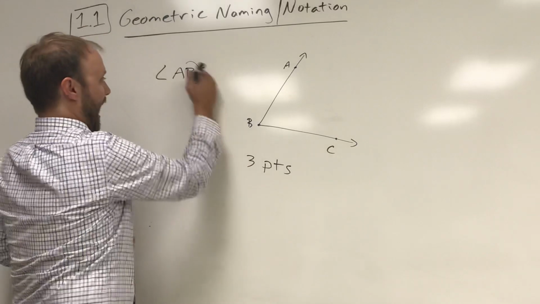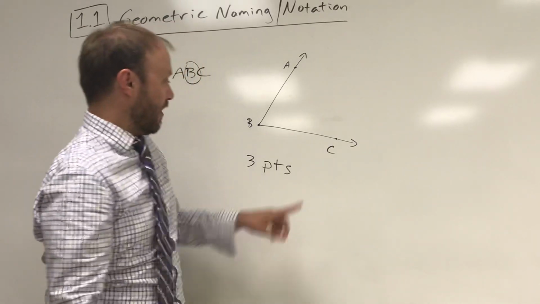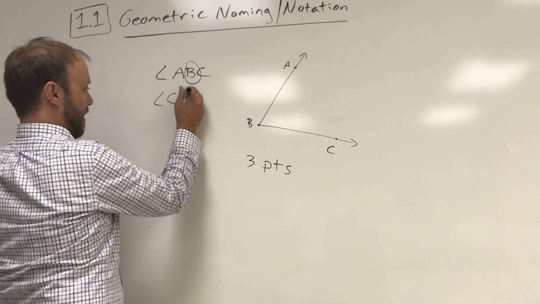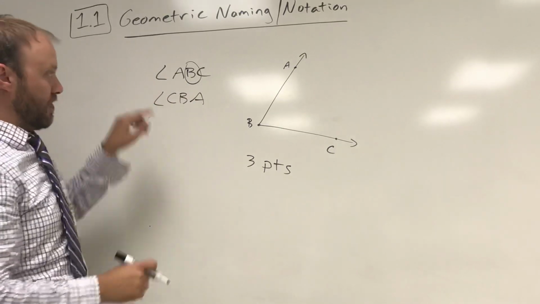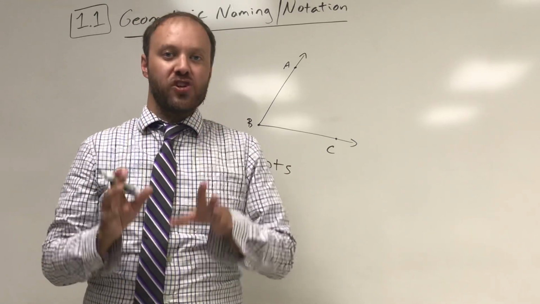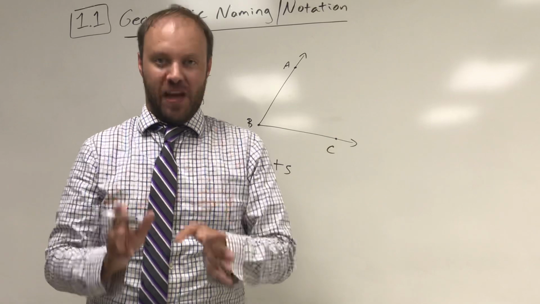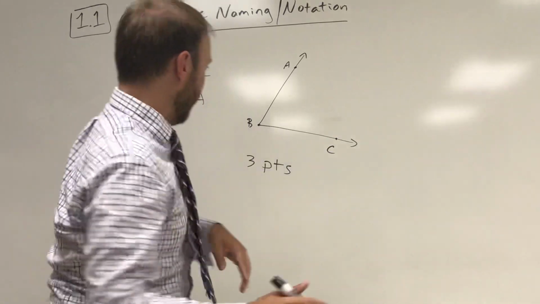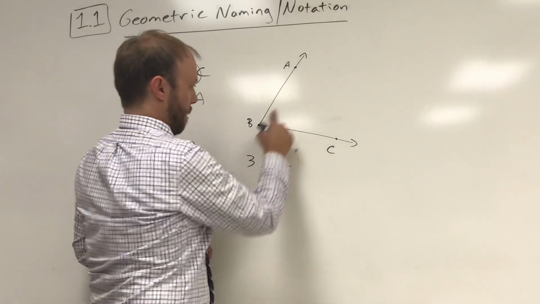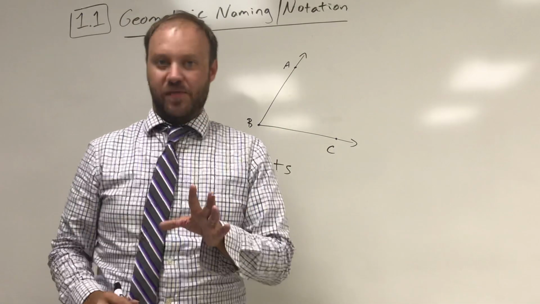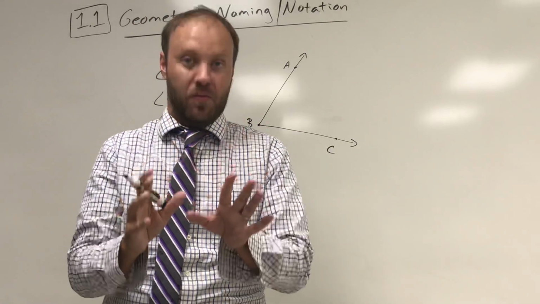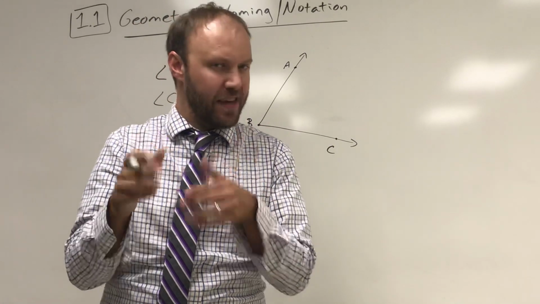Vertex point has to be in the center. I could also go from C to B to A. So I could also call it angle CBA. Notice I've got an angle symbol out front. You can use a shortened naming sometimes. Sometimes it is okay to just talk about this as angle B, just using the vertex point. I'm going to come back in a minute, we're going to talk about when that's appropriate and when it's not, because there are problems with calling it just angle B, and I'd like you to think about why that might be a problem.